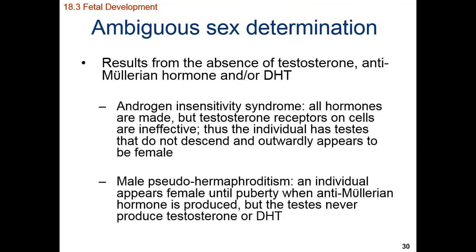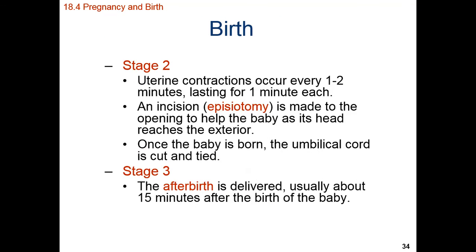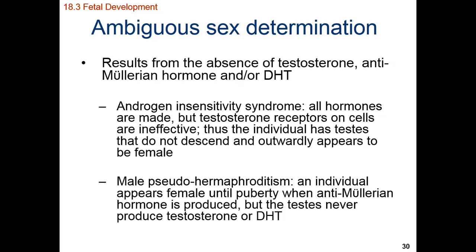They can also have male pseudohermaphroditism. This happens when an individual looks like a female and then puberty sets in and anti-Mullerian hormone is produced, and at that point in time they start to get funneled partially down the male developmental pathway, but the testicles never produce testosterone or DHT, so they're never fully funneled down the female developmental pathway. I should emphasize, though, that what we're talking about on this ambiguous sex determination, while significant, is a rare occurrence. It's typically less than 1% of the population.